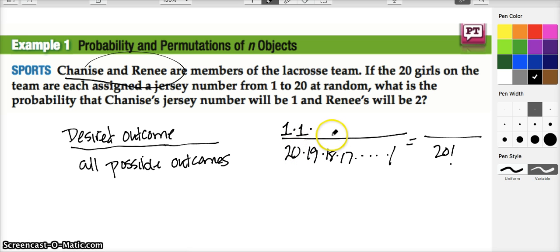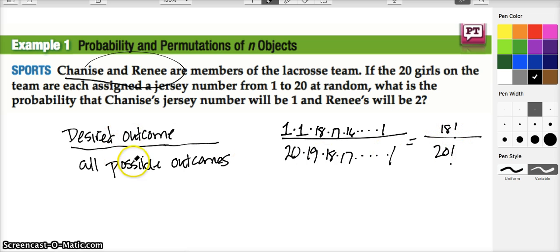Now that leaves how many more shirts? Leaves 18, right? Because 2 have been chosen. And so the next young lady, we don't care what she gets. She can have a choice of 18 different shirts. The next one will have a choice of 17, 16, so forth and so on, all the way down to 1. This number here would be 18 factorial.